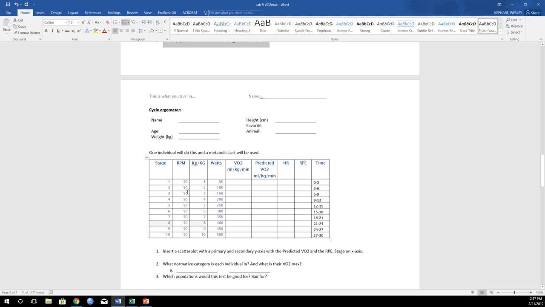Then here's the protocol that we're following. So they're going to be going at 50 revolutions per minute. We're going to be increasing 1 kilogram every stage, every 3 minute stage. And that's really just how that wattage works. And we're going to figure out what their top wattage is. And we're going to measure their VO2 max and predict, do heart rate and RPE. Now here, I say predicted VO2 and RPE. So let's look at how to do that.